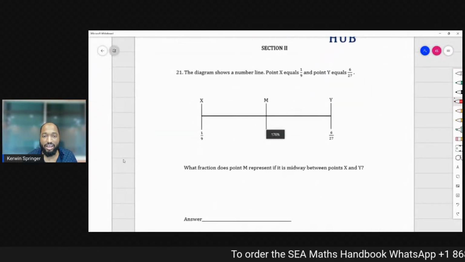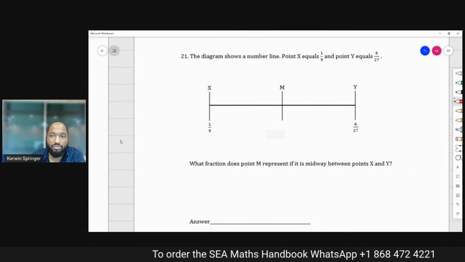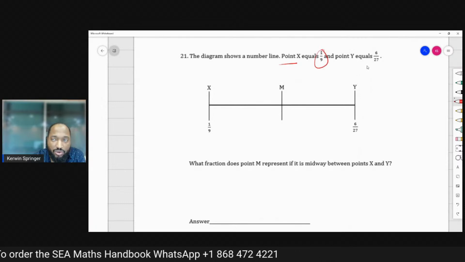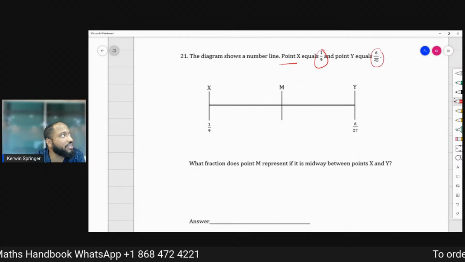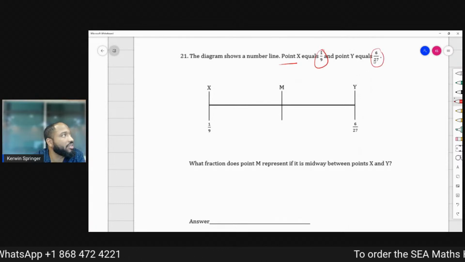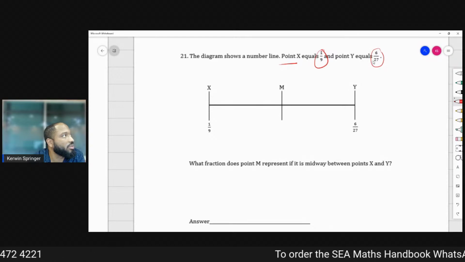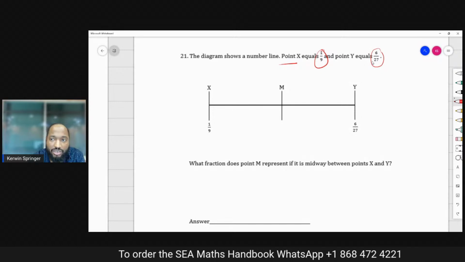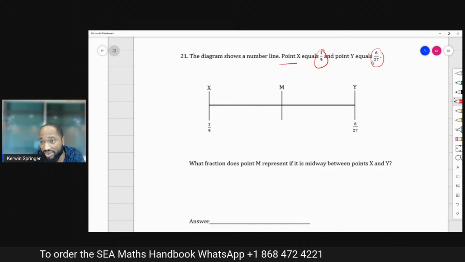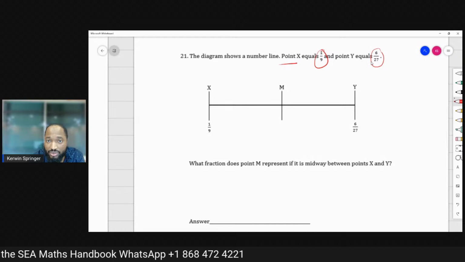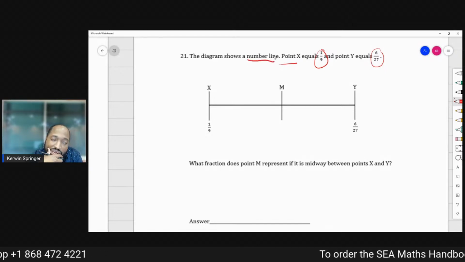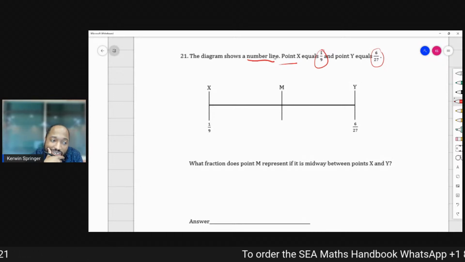We are at number 20. The diagram below shows a number line. Point X equals 1/9 and point Y equals 6/27. You know, I'm just reading this and really taking in what's going on here. It's a number line, right? This is a brutal number line, Ali. What do you think about this number line?